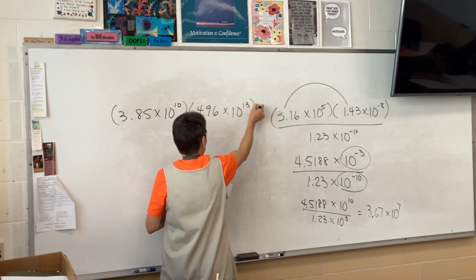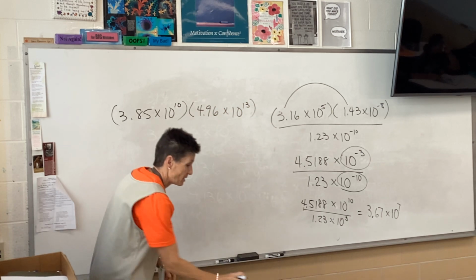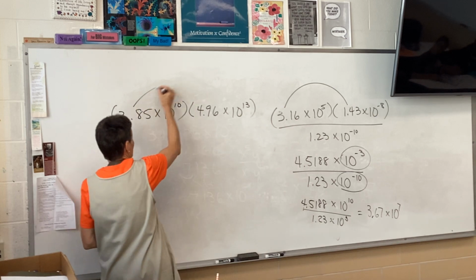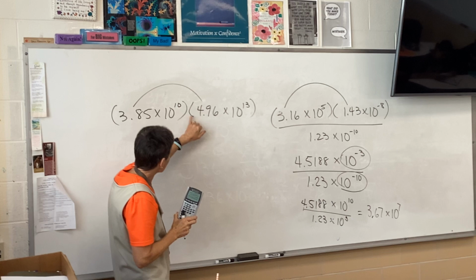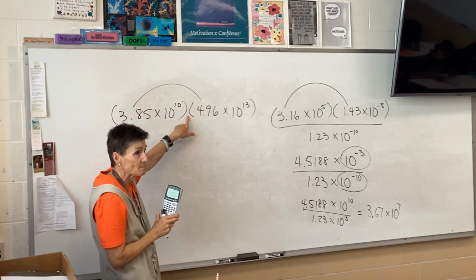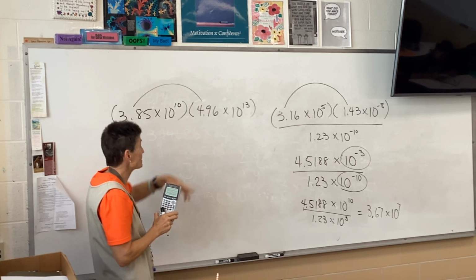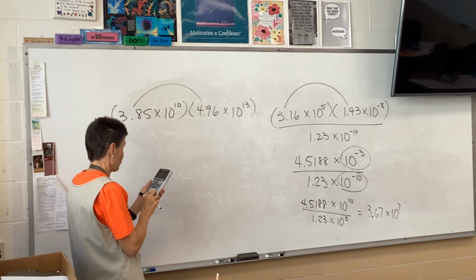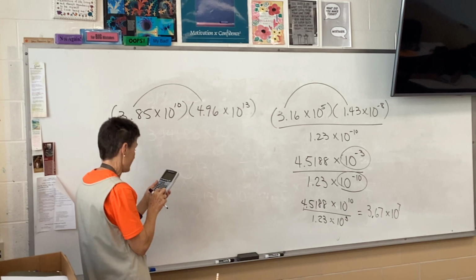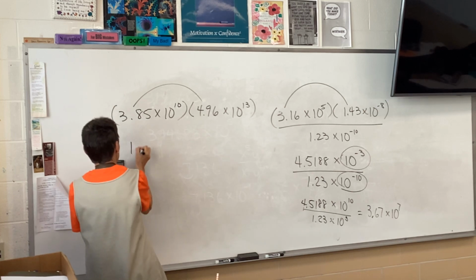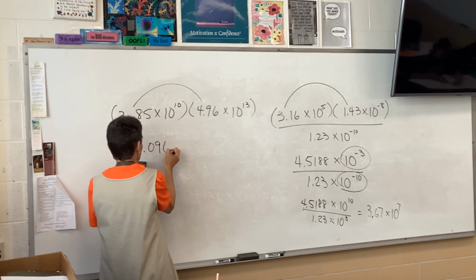This one looks easier. It's straight multiplication. So let's go ahead and just multiply these two numbers together. Remember, when two parentheses are next to each other like that, that's times. This is a times. So 3.85 times 4.96. I got 19.096.